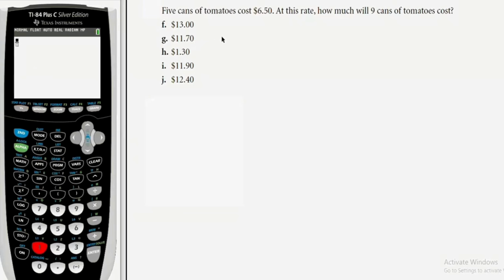So now guys, if 5 cans of tomatoes cost $6.50, then 9 cans of tomatoes will cost, just do 9 times $6.50, alright, over 5. Okay, the 5 is the 5 cans. That's all. Press enter and you're going to get the result. $11.70. So the correct option is what? Option G. This is basically how you can solve this kind of question.